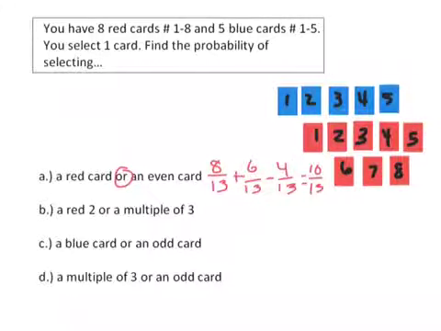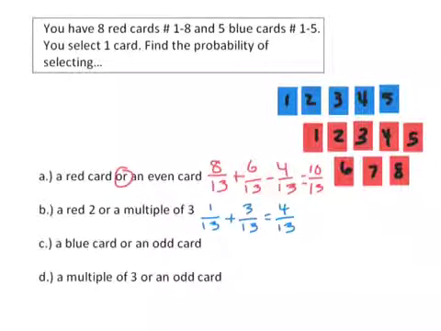So a red 2, there's only one red 2 out of the 13 cards, plus multiples of 3. 3 is a multiple of 3, so that's 1. 3 is a multiple of 3, that's 2. 6 is a multiple of 3, so that's 3. There are 3 cards out of 13 that are multiples of 3. If we add these up, because there's no overlapping cards, we will get 4 out of 13.